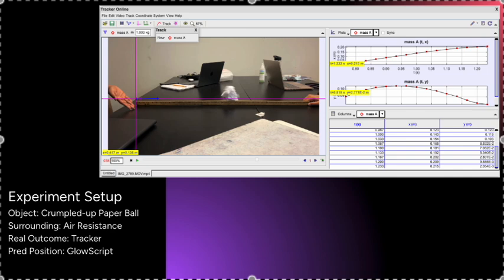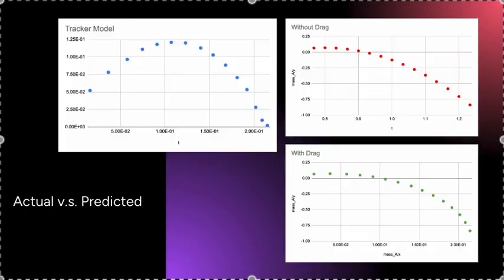So generally here you can see the experimental setup. We have an object, which is a crumpled up paper ball, and the surrounding air resistance. The real outcome is measured in Tracker, and the predicted position is in GlowScript.